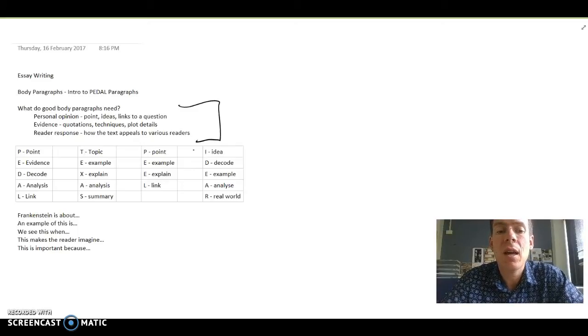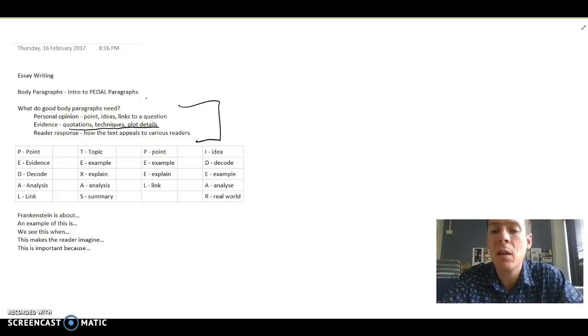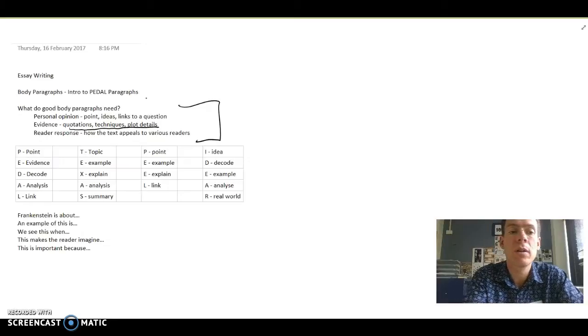The next thing that an essay paragraph needs to have is evidence. And realistically, if you don't have quotations and plot details and techniques, you're missing the point of English writing in New Zealand. Finally, and this is something that may be new to some of you, is that an essay paragraph should be addressing how a reader or a typical reader would respond. So that's why I call it reader's response.